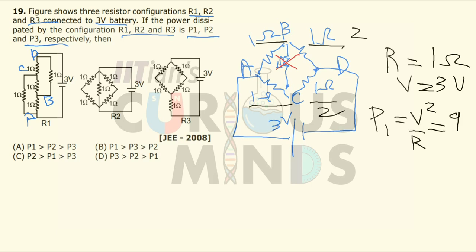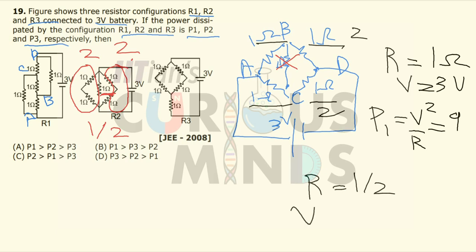Similarly, in the second case, you can clearly see it's not a Wheatstone network. This 1 ohm and 1 ohm are in series, so it will give me 2 ohms. This 1 ohm and 1 ohm are in series, which will give me 2 ohm. Now 2 ohm and 2 ohm are in parallel, which will give me 1 ohm, and this 1 ohm is in parallel with 1, so it will give me half.